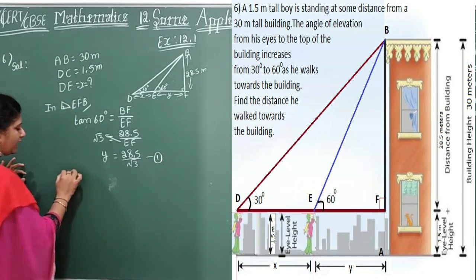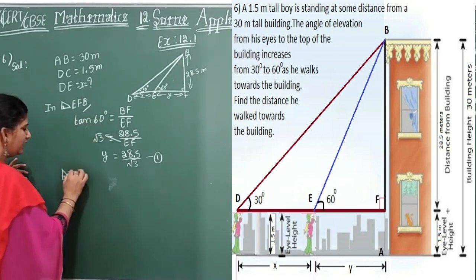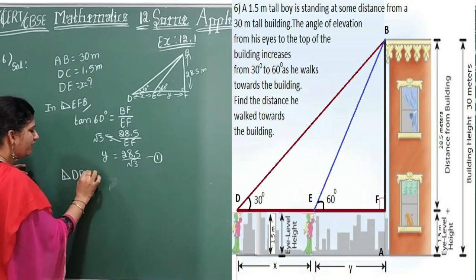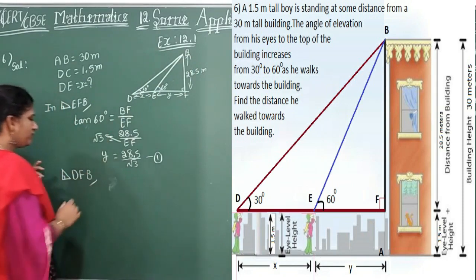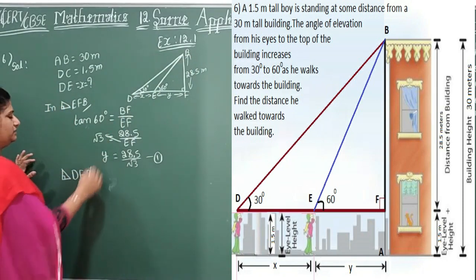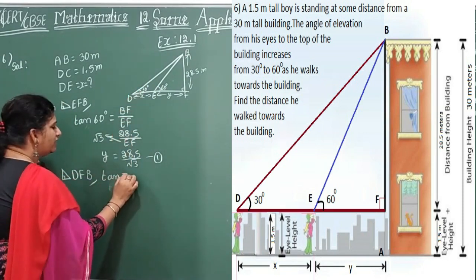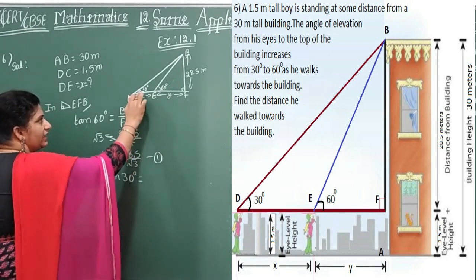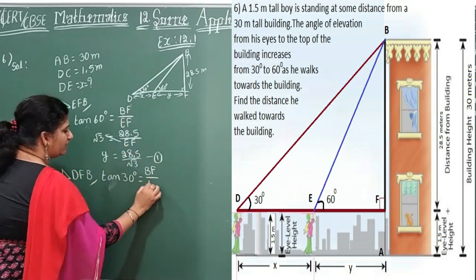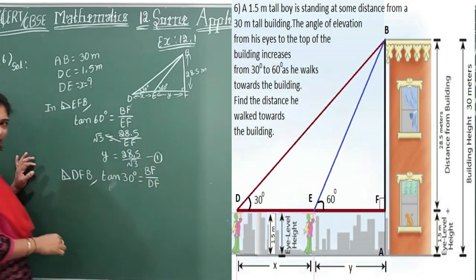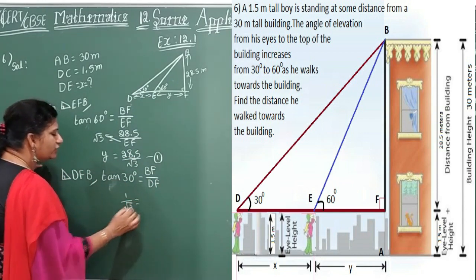Then go to the other triangle. Consider the right angled triangle. Where is the right angle triangle here, children? D, F, B. So look here carefully. D, F, B, the big right angle triangle. Tan, what is the angle of elevation here? 30 degrees. Tan 30 degrees is equal to opposite by adjacent. What is the tan 30 value here? It will be 1 by root 3. You should remember all this.